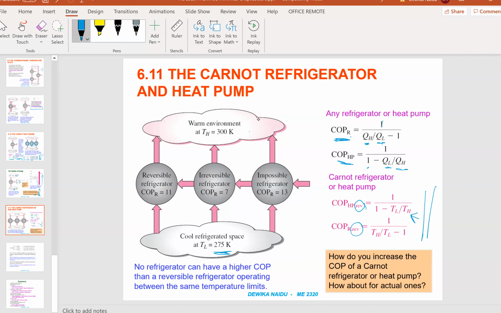Let's look at the calculation here. We have TL of 275 and TH of 300. For a reversible refrigerator, the COP value is 11, so you plug the 300 and the 275 into the respective formula, then you can get the answer. If the COP is 7, then this process is irreversible, because any value lesser than 11 means there are factors causing it to lose energy elsewhere. Whereas if the value is greater than 13, of course, then this is impossible. An impossible refrigerator.